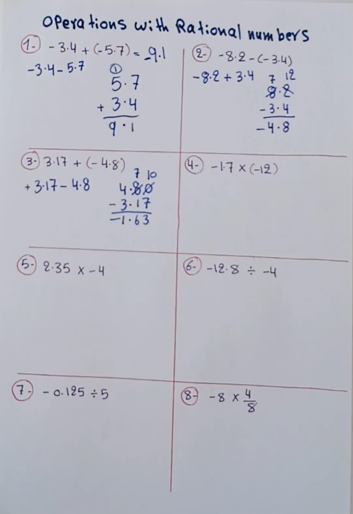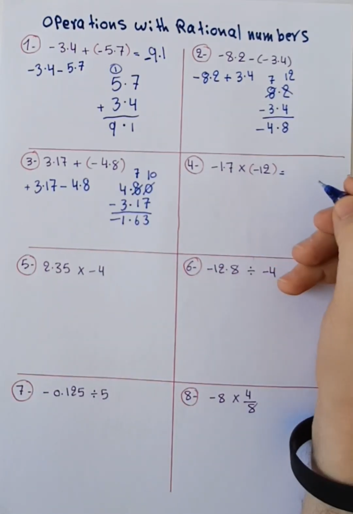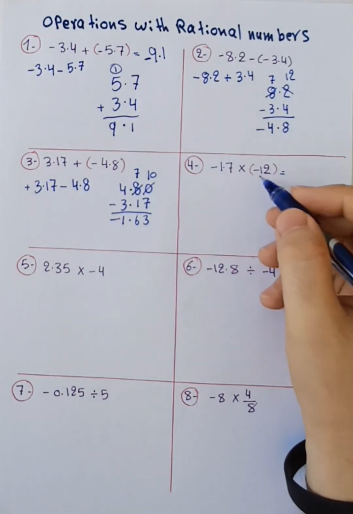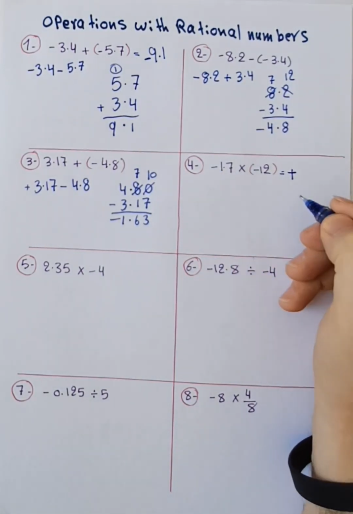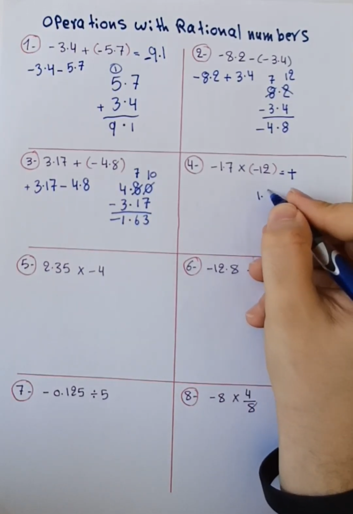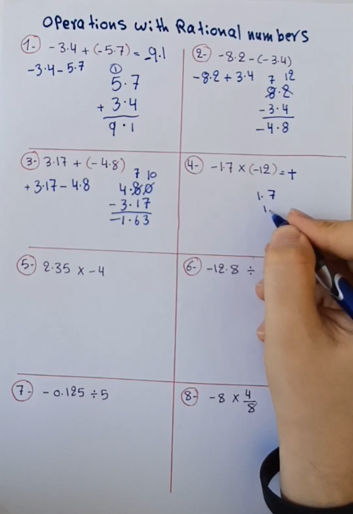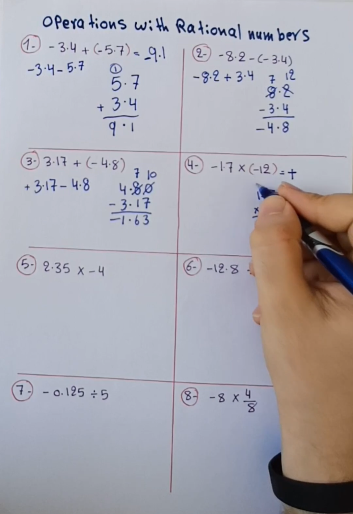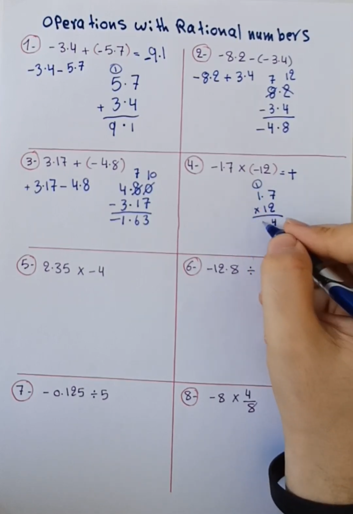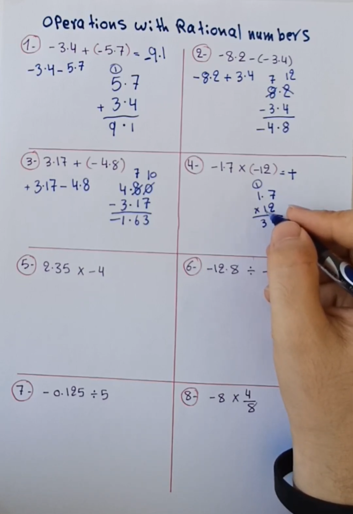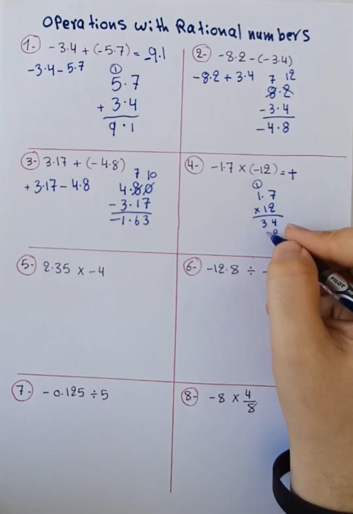Example number 4, we have a multiplication operation. First, we multiply the signs. Minus times minus is plus. After that, you have to multiply the numbers. 1.7 multiplied by 12. 2 times 7 is 14. We have to regroup. 2 times 1 is 2, plus 1 is 3. We have to write 0 before we multiply the next digit. 1 times 7 is 7.